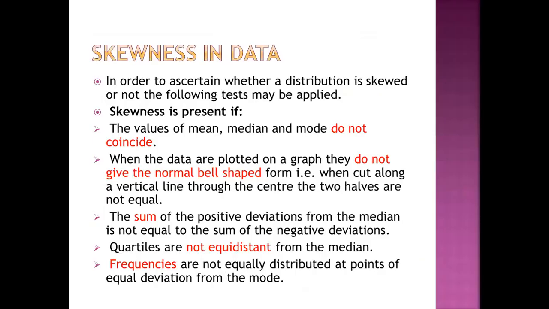Skewness in the data: in order to ascertain whether a distribution is skewed or not, the following tests may be applied. Skewness is present if the values of mean, median, and mode do not coincide. When the data are plotted on a graph, they do not give the normal bell-shaped form. When cut by a vertical line through the center, the two halves are not equal. The sum of positive deviations from the median is not equal to the sum of negative deviations. Quartiles are not equidistant from the median, and frequencies are not equally distributed at points of equal deviation from the mode.